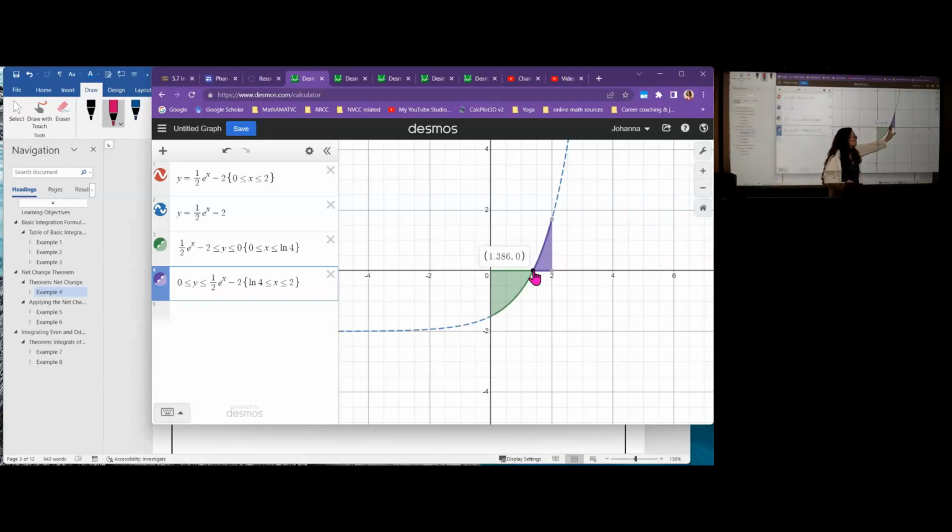From 0 to the natural log of 4, it is below the axis, which means that I need to multiply the integrand by a -1. From the natural log of 4 to 2, it's above, so I can leave the integrand function alone. Again, we're applying the definition of the absolute value.